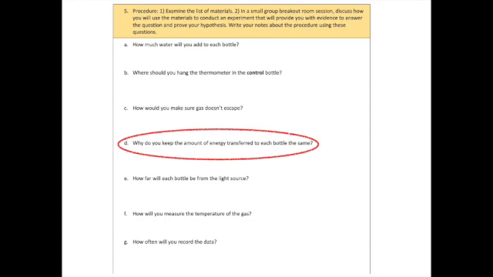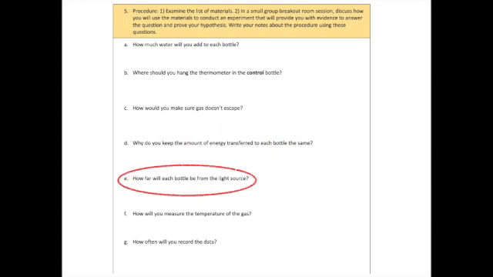Energy transferred to each bottle is another controlled variable, along with size and shape of bottle and other materials that you're using. Here's another controlled variable. In order to keep that amount of energy constant, it's necessary to use the ruler to ensure that the bottles are equidistant from the light source and that both bottles are equally exposed to the light source.